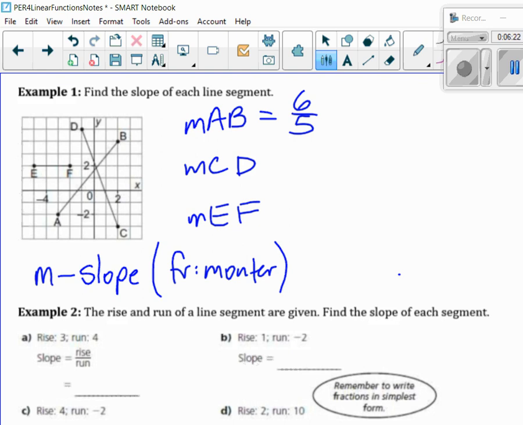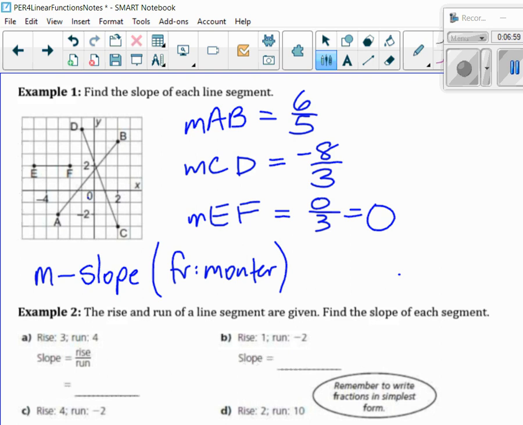Okay, C to D. Well, technically I have to go from D to C, right? So I'm going down 2, 4, 6, 8 over 1, 2, 3. So this would be negative 8 over 3. And EF, I'm not going up or down, so if you want, you could say 0 over 3, but it's 0. Anytime you see a horizontal line, you need to make a decision and write it as 0. You can't leave it as 0 over 3. That would not be an acceptable answer.